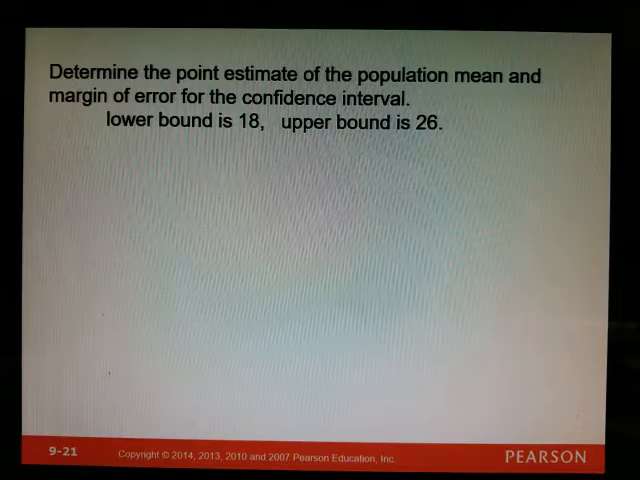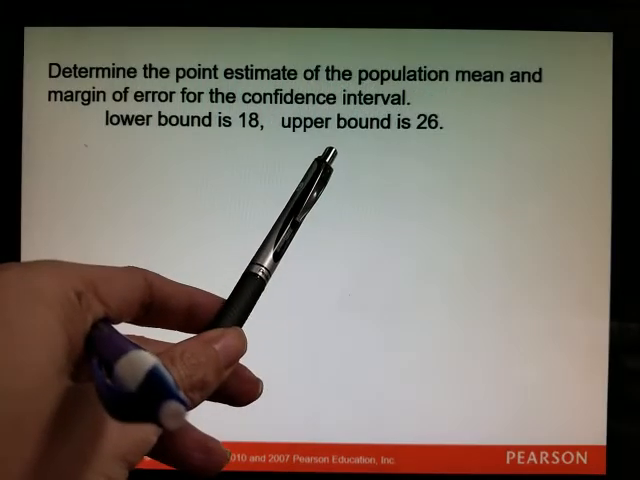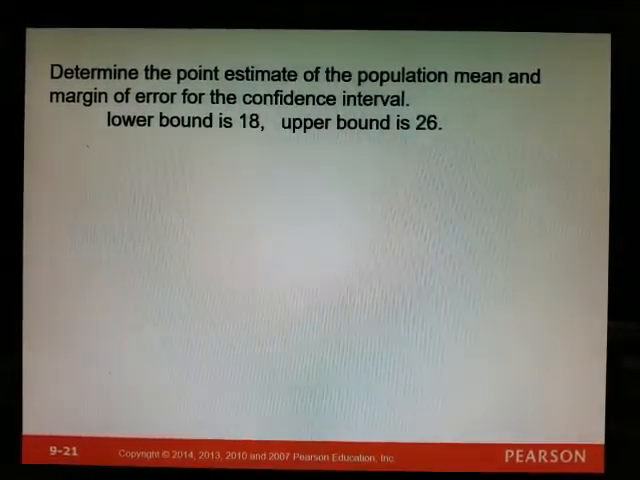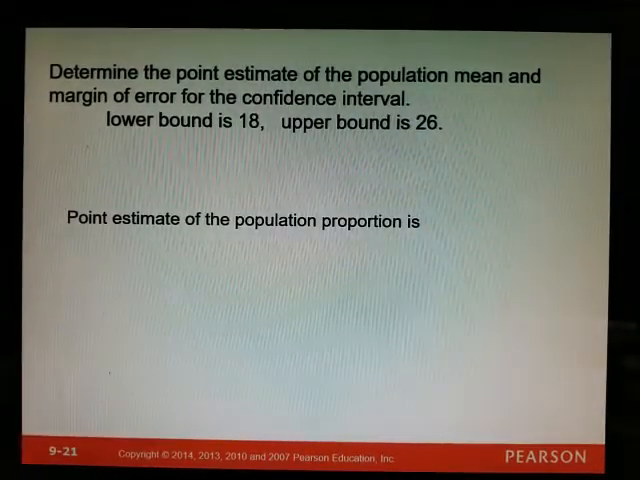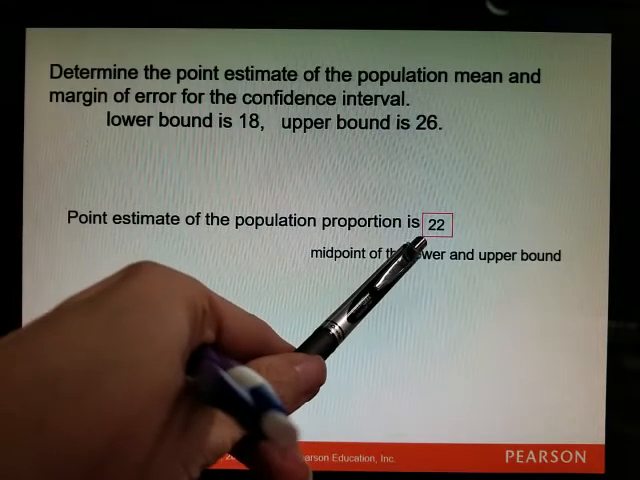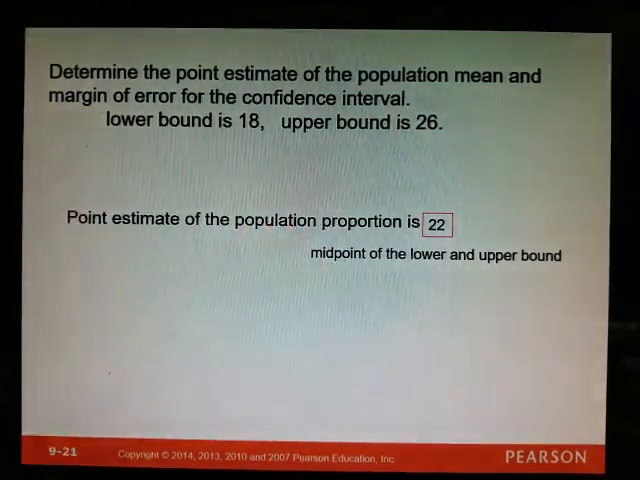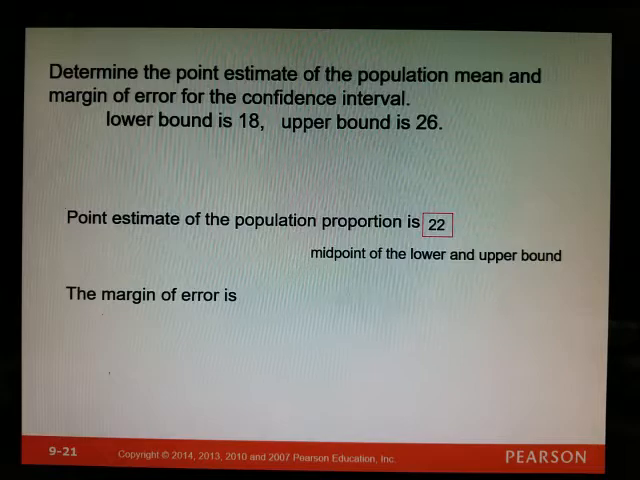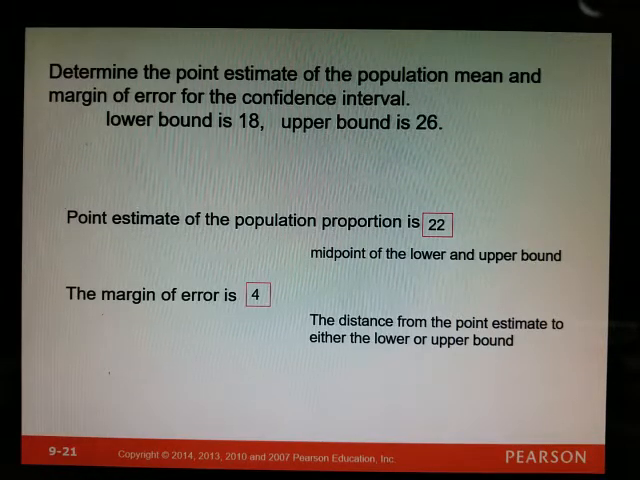So determine the point estimate and the population mean and the margin of error for this confidence interval. See, this has already given me the lower bound and upper bound. See, the point estimate has to be right smack in the middle of those. The point estimate would be the midpoint of 18 and 26. So we add 18 plus 26, the midpoint's 22. Now, how far is it from 18 to 22, or how far is it from 22 to 26? That would be your margin of error. So my margin of error is 4.